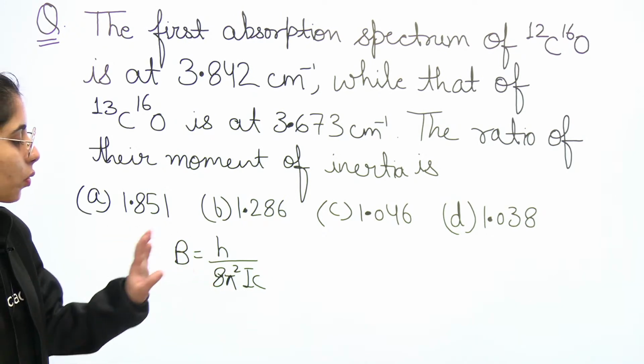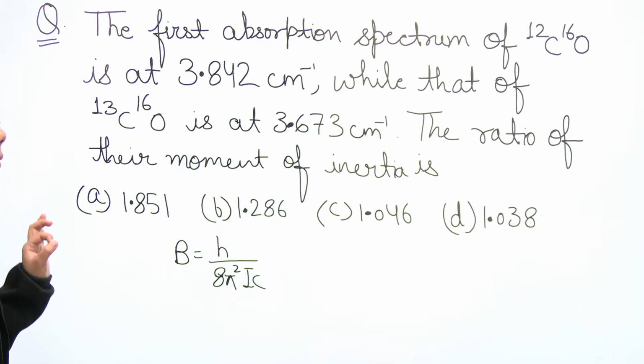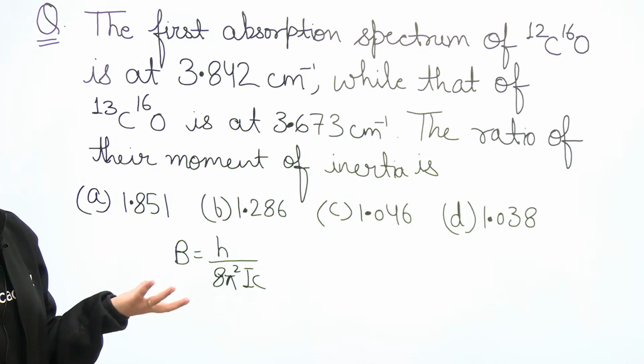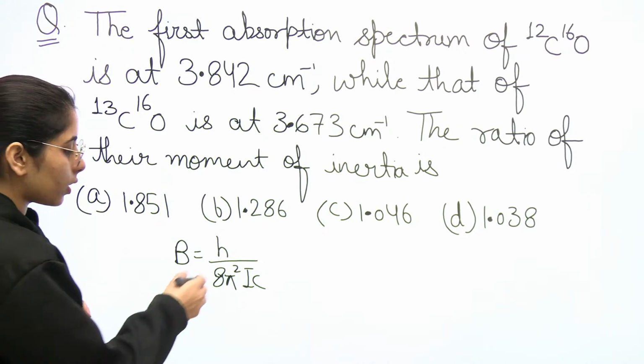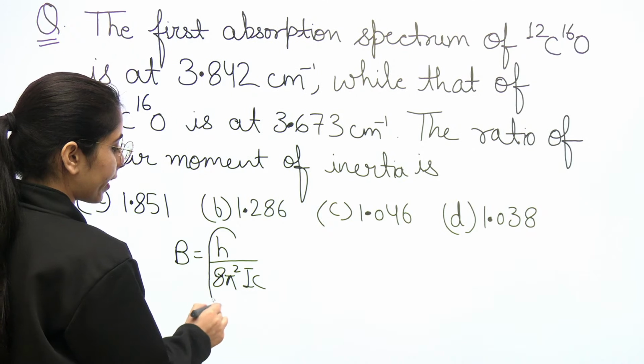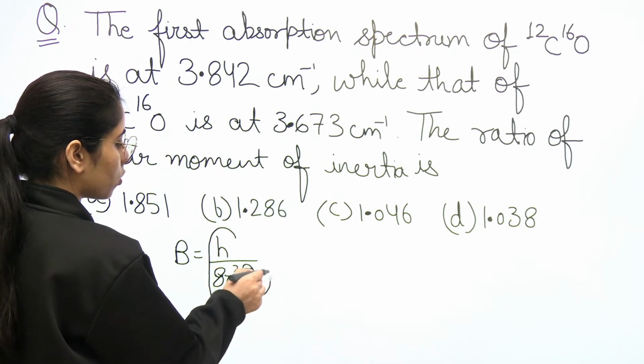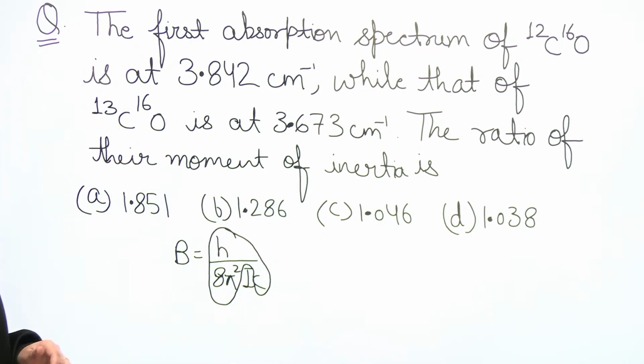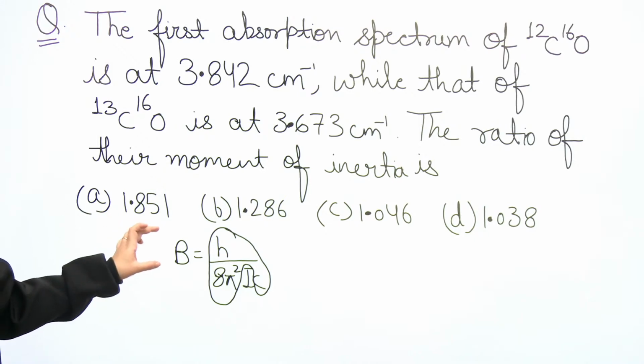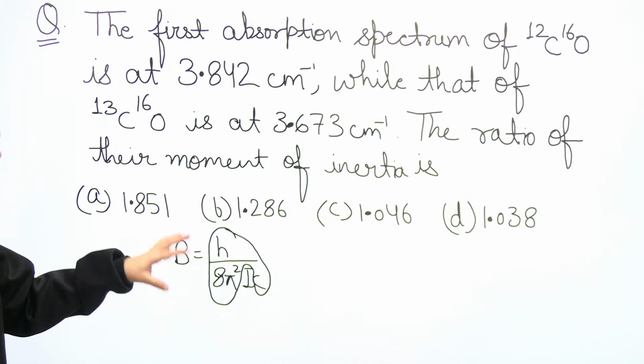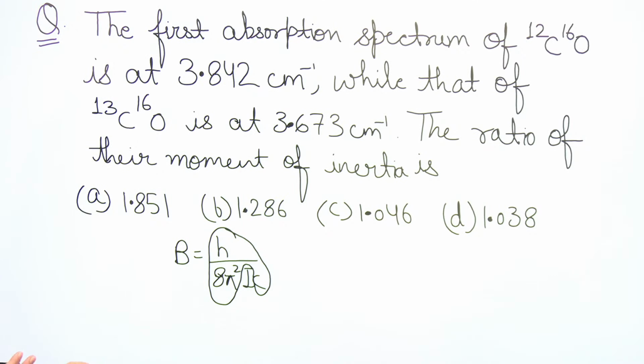B is inversely proportional to the moment of inertia. But if we are talking about the value of B, is this given to us and the rest of the things are constant? h is a constant, 8π² is a constant, c is a constant. So once we get to know the value of B, we will easily be able to get the ratio of the moment of inertia.